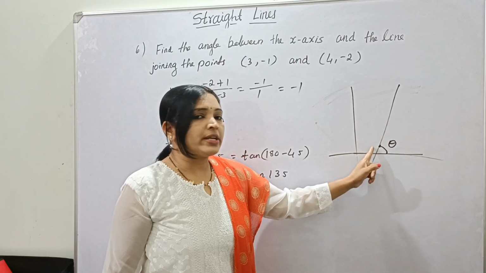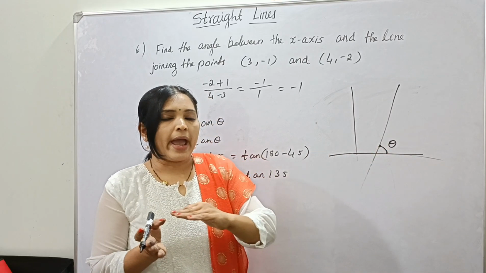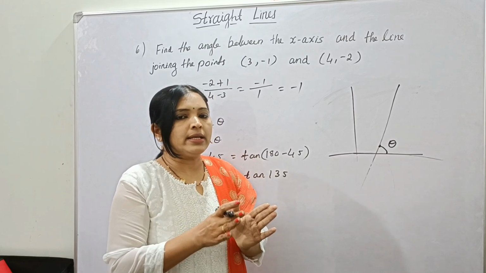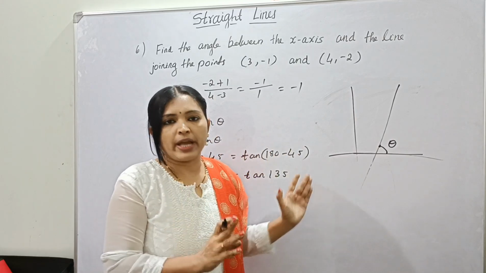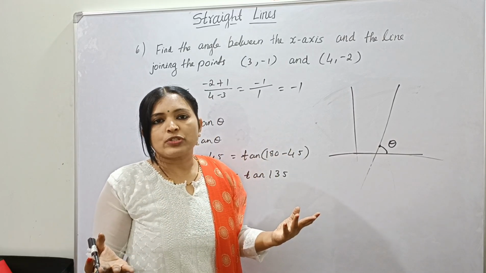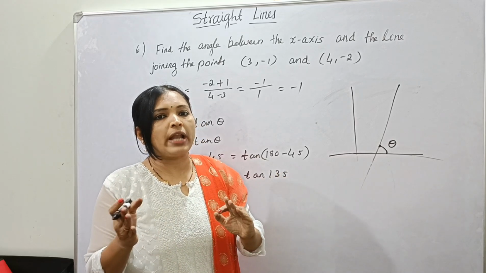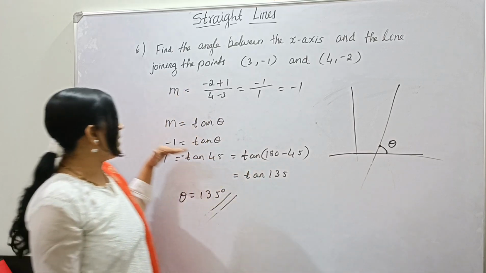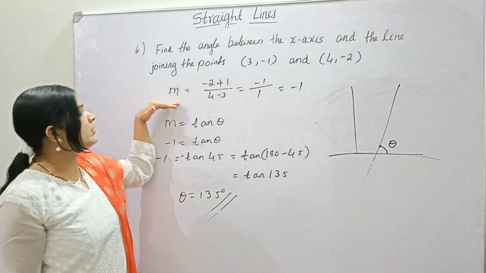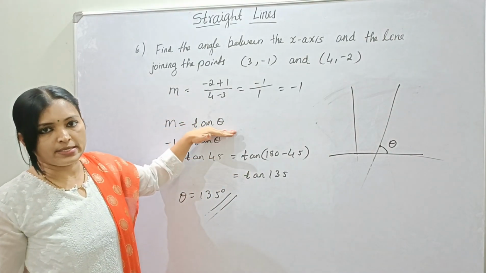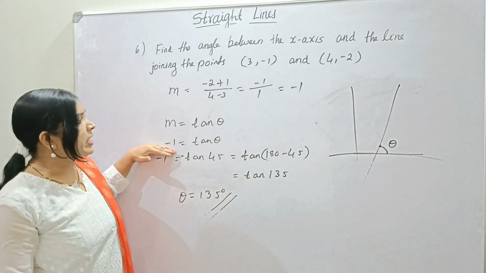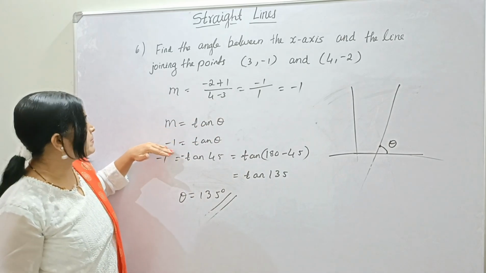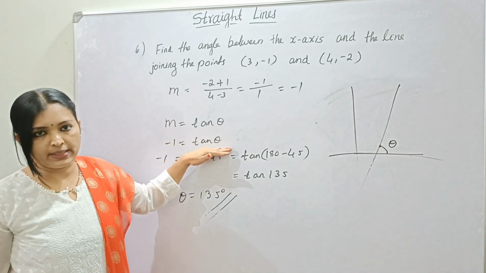And here we have to find the theta, that is angle between x-axis and the line, that is nothing but inclination of the line. And by the definition of slope, if theta is the inclination of the line, tan theta is the slope of the line. Okay. Then equate. Slope of the line, that is m is equal to tan theta. So we have slope of the line, that is minus 1. So minus 1 is equal to tan theta.